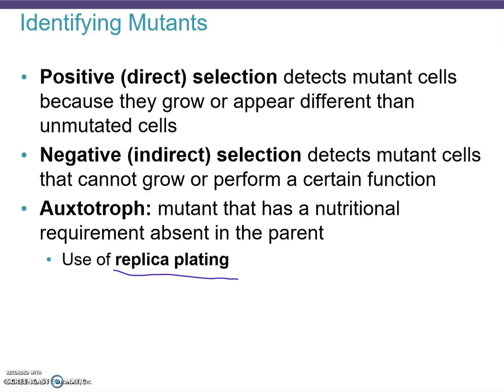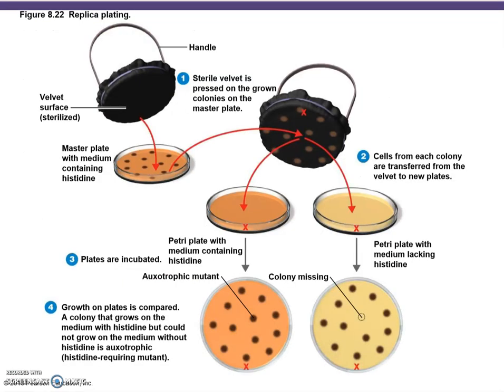Here's how the replica plating works. You take this velvet surface right here, and you absorb a little bit of the bacteria that are grown on these colonies in this petri plate, and then you stamp it down onto different plates, and you look for mutants, whether they can grow on different types of media. And here you have this mutant that is absent in this media right here.